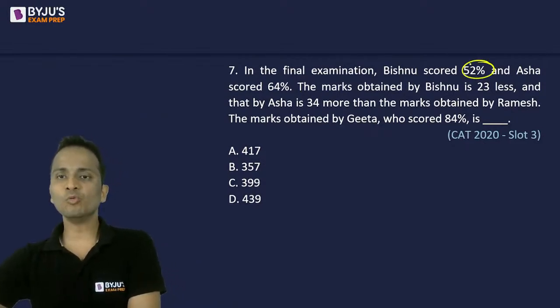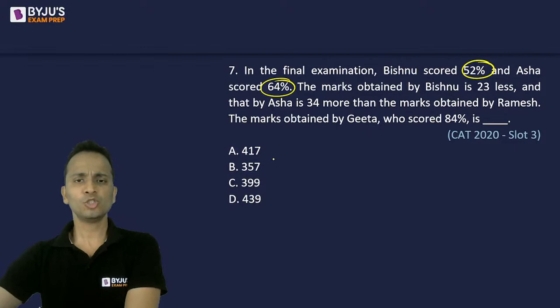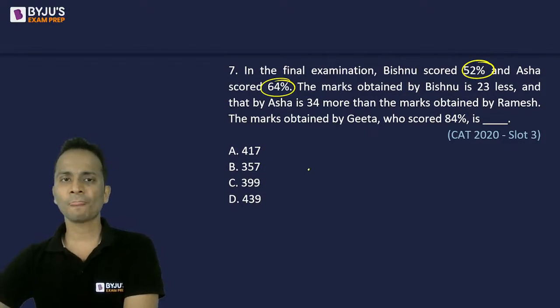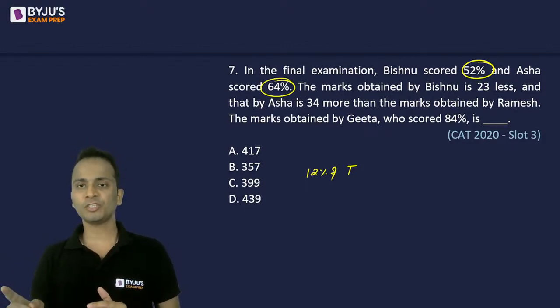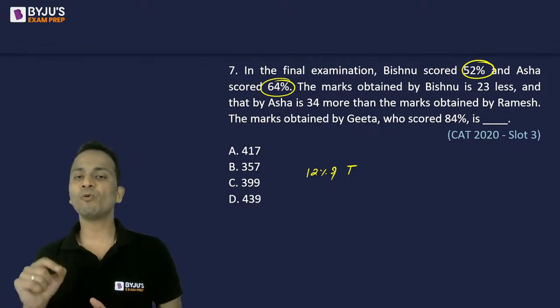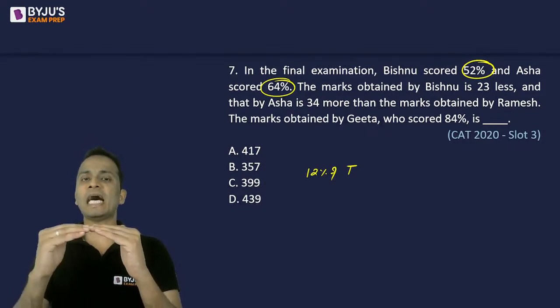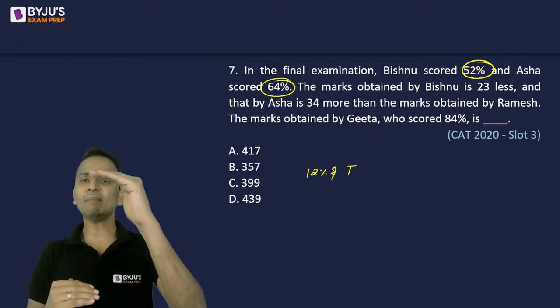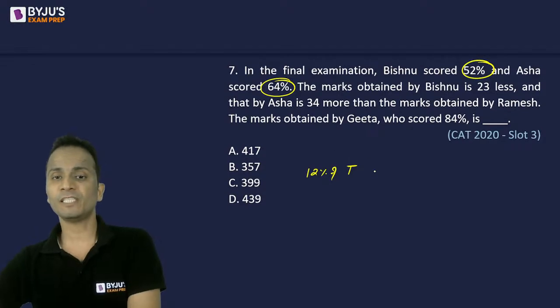Now, Vishnu scored 52% of total marks and Asha scored 64% of total marks. So, percentage wise, the difference between them will be 12% of total marks, right? Now, Vishnu scored 23 less than Ramesh and Asha scored 34 more than Ramesh. So the gap between Vishnu and Asha will be 23 plus 34, that is 57. So this difference will be equal to 57.